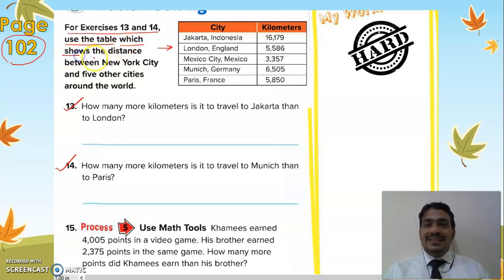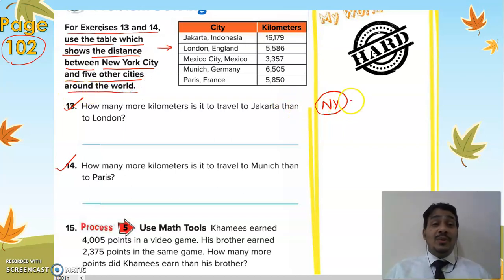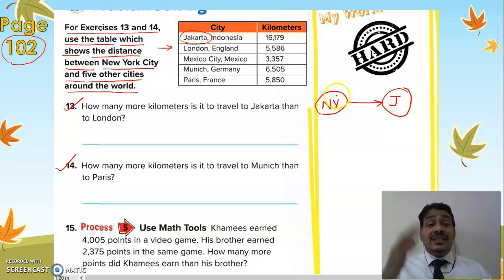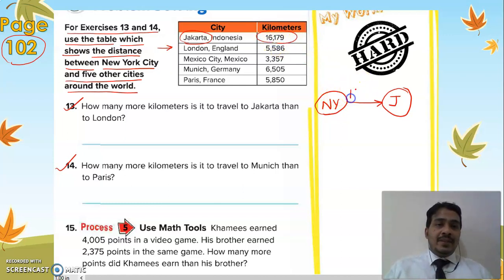which shows the distance between New York City. So let's say this is New York City. The distance between New York City and 5 other cities around the world. So the first city which they have given is Jakarta. Let us write J. So the distance from New York to Jakarta is given as 16,179.